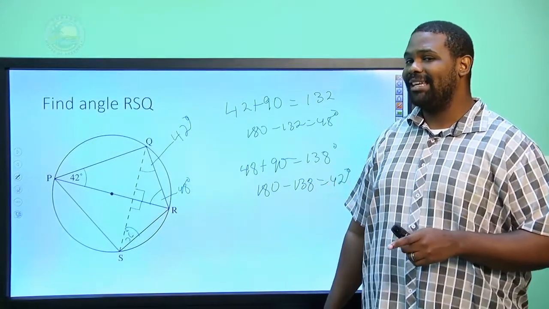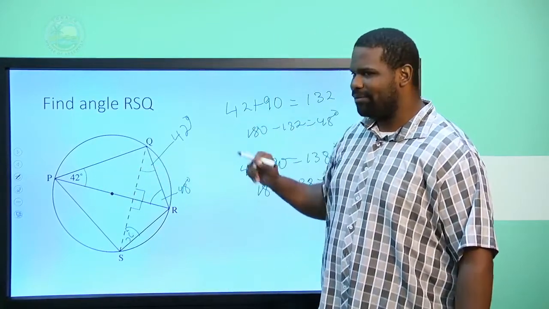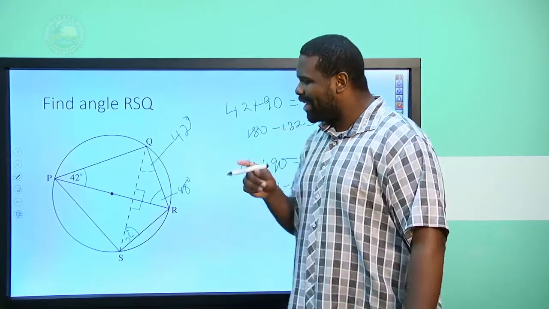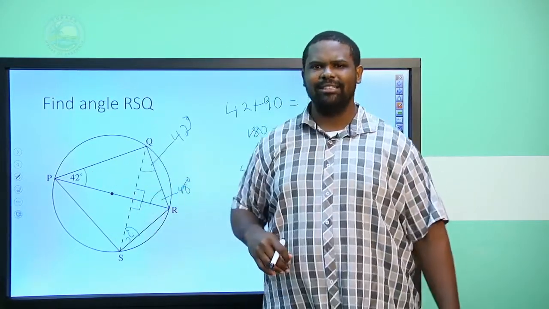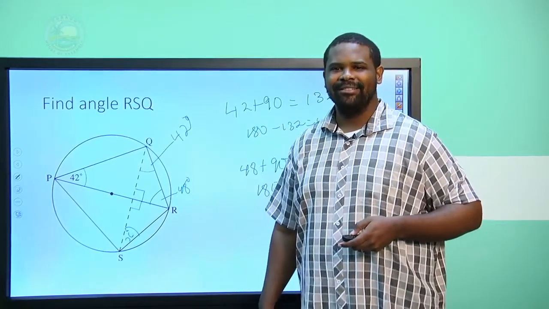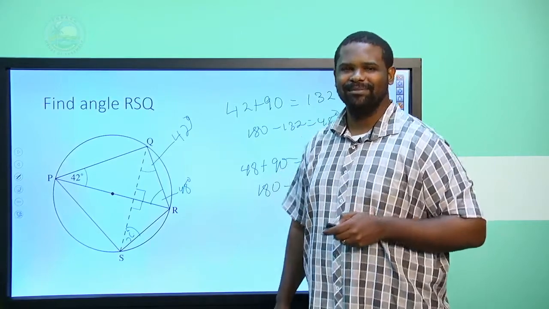Now, I don't know if you see it yet, but this angle here being 42 and that angle here being 42, I'm giving you a challenge. Why do you think that these two angles are actually the same? I want to see if anyone can figure it out. And if you can, you will leave it in the notice board below.